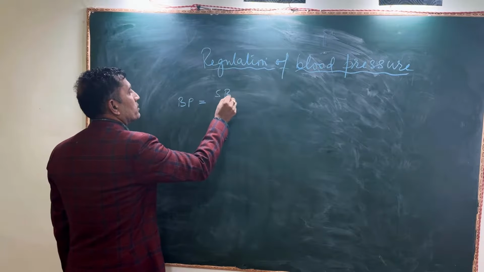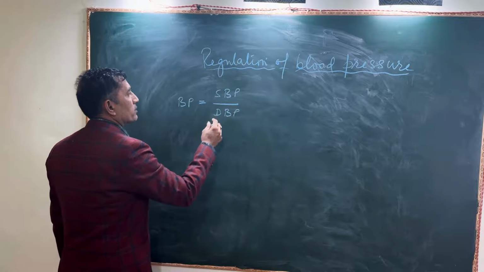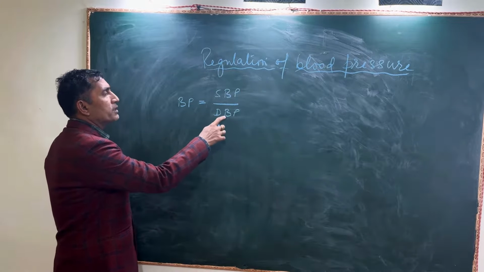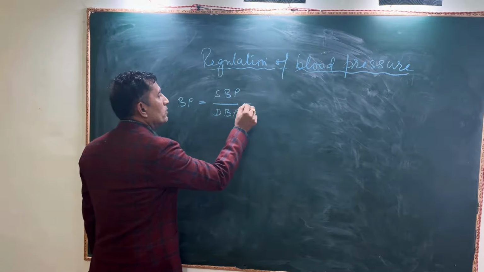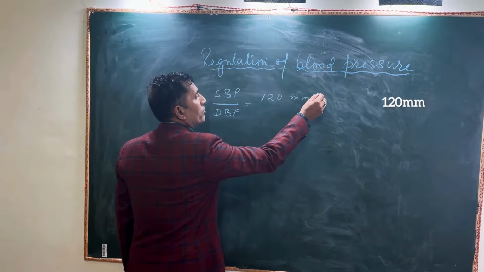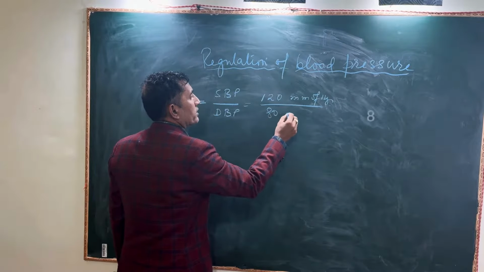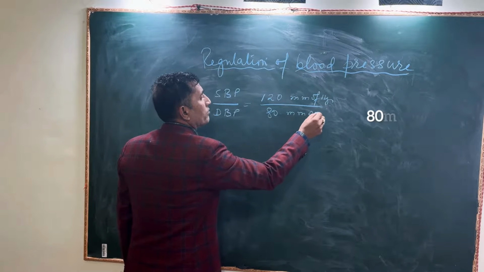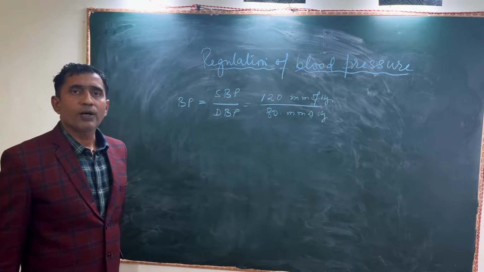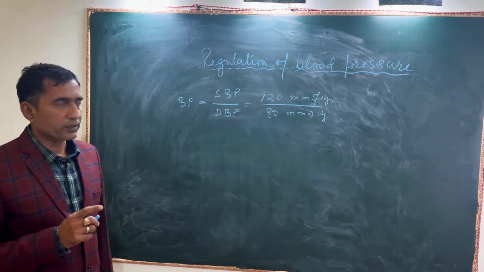As you all know, it is systolic blood pressure and diastolic blood pressure, briefly called SBP and DBP. The values are: systolic blood pressure 120 millimeter of mercury, and diastolic blood pressure 80 millimeter of mercury. Normally this is the systolic blood pressure of 120 millimeter mercury and the diastolic blood pressure of 80 millimeter mercury.